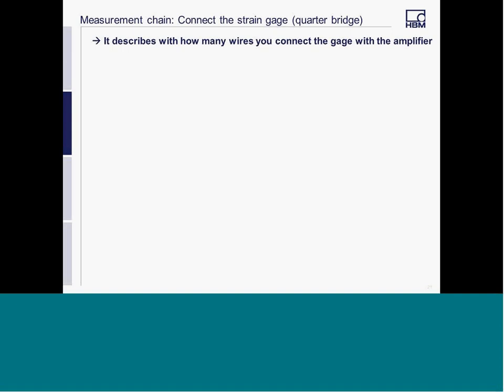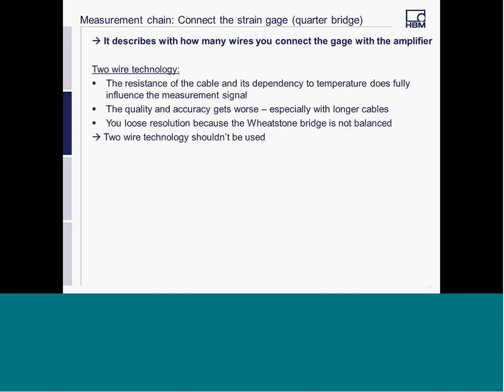Good. Now we have applied our gauge. We now have to connect our amplifier. And there are different ways to connect a gauge to the amplifier. In this case, I always speak about quarter bridges. The easiest way would be to connect it by two wires.